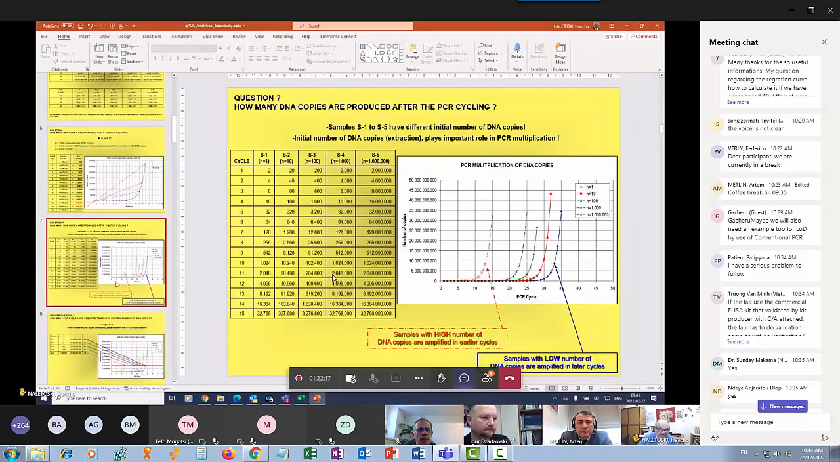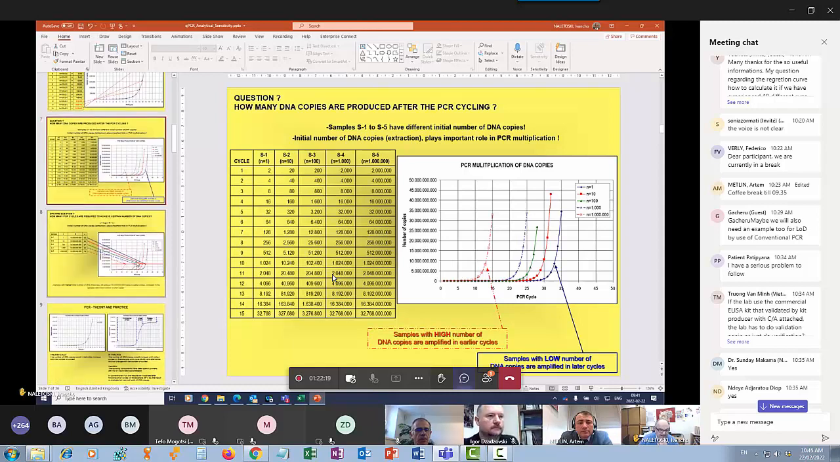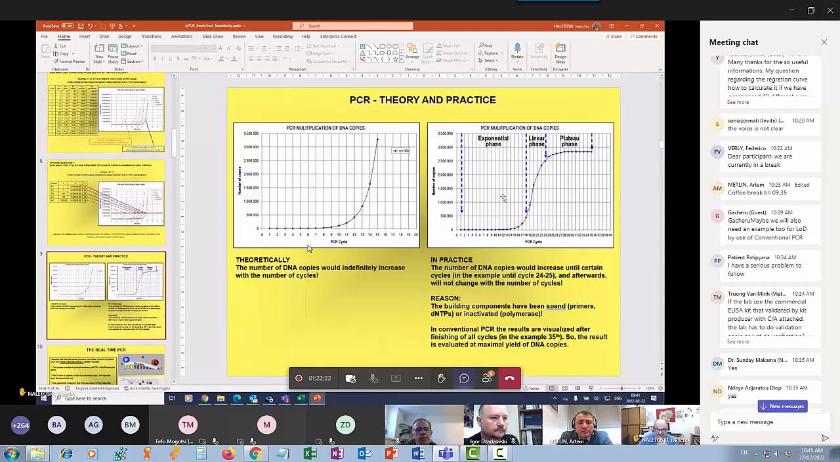The other very important issue is that the calculation of the slope and consideration of the slope is valid only in the linear part of the amplification curve. Because you see on the left slide here, we have the theoretical amplification, which will be endless. If we calculate every cycle, we will have double the number of molecules and it will be endless amplification. But it is not happening in practice.